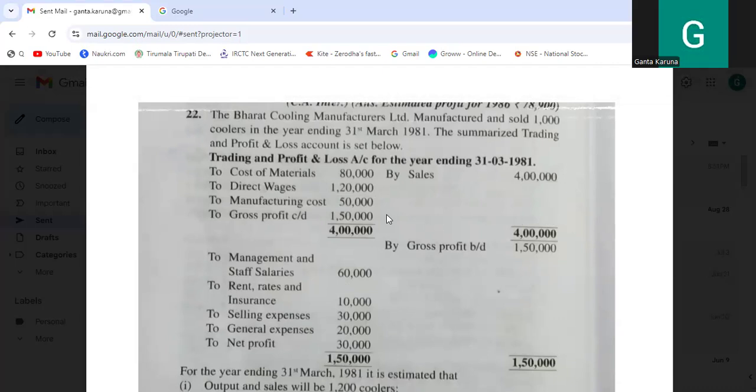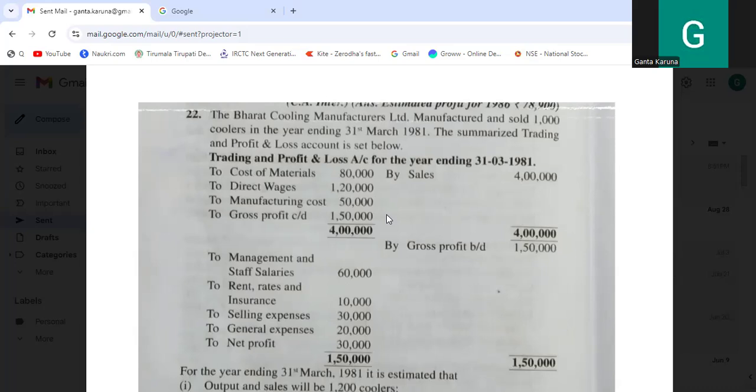That is, by the end of 31st March, he was asking us to find out an estimation for one more output. So how are we going to do it, and what conditions are to be applied? That is what he has given. So the question is on the screen. If you want, please take a screenshot of this.